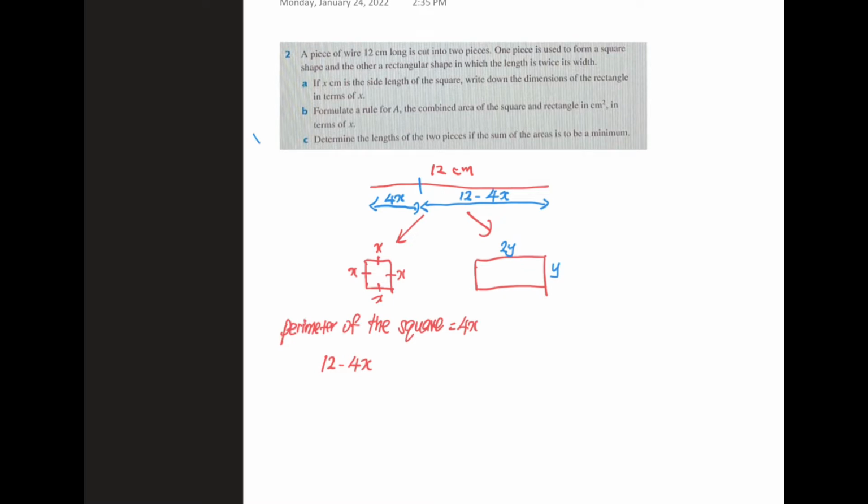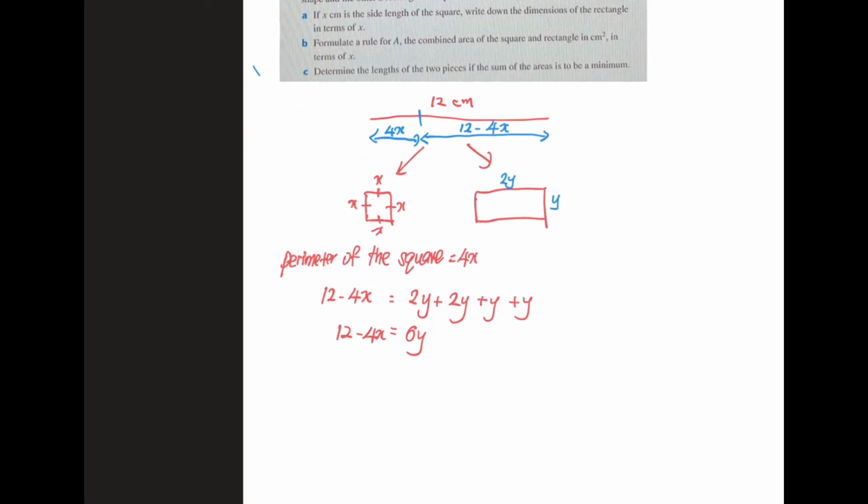So the rectangle consists of 4 sides: 2y plus 2y, this is the two lengths, and then y plus y, which is the width. So we add them up. We get 6y. So 6y equals 12 minus 4x. Now after that, we have to find y in terms of x.